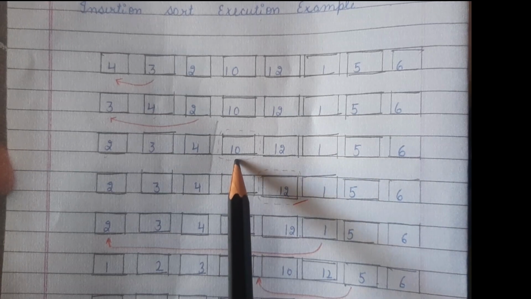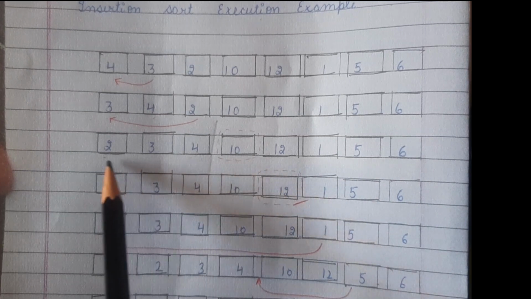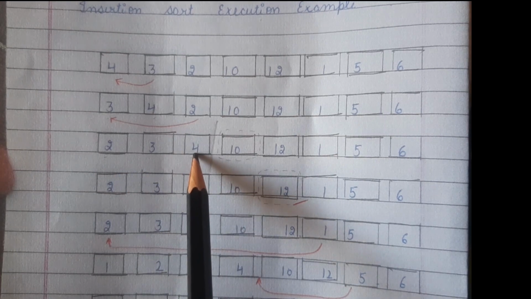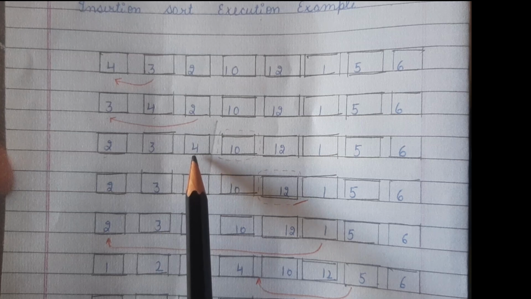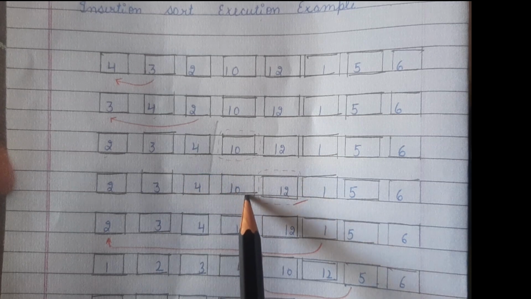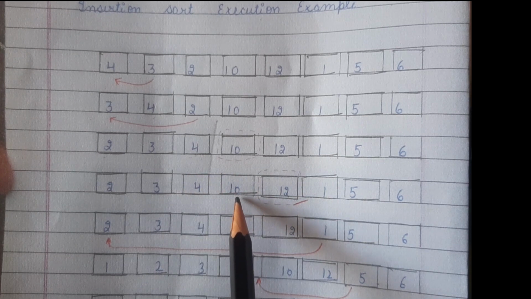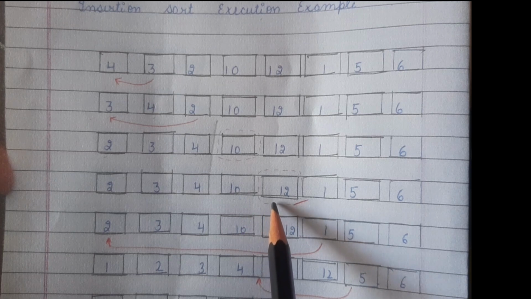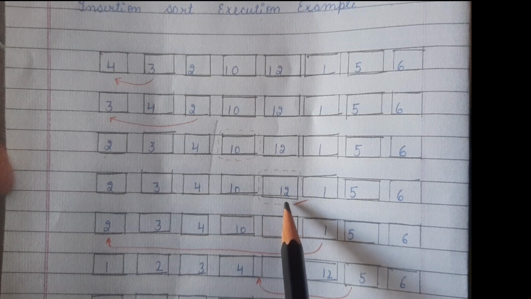After this, now 10 is compared with all the previous elements. First, 10 is compared with 4. No swapping is required, so we place 10 at the same position. After this, 12 is compared with 10. So no swapping is required, and the elements are not interchanged or swapped.